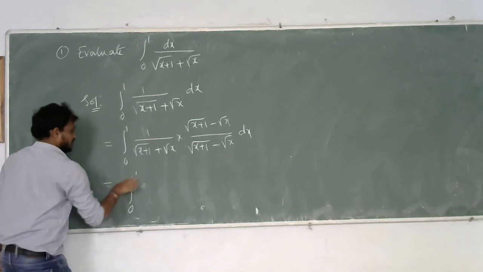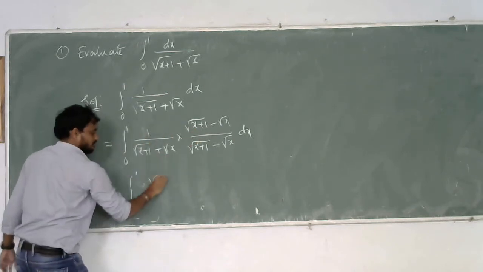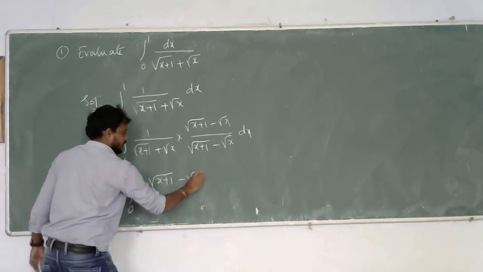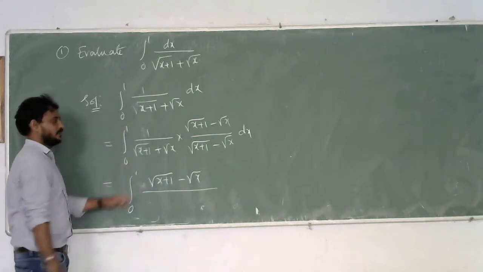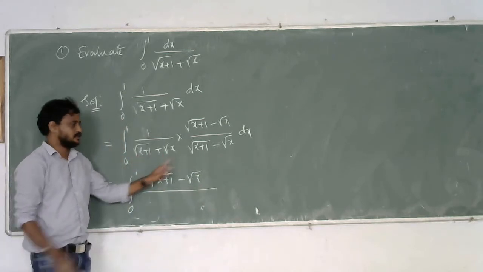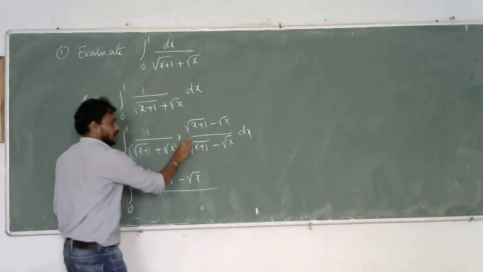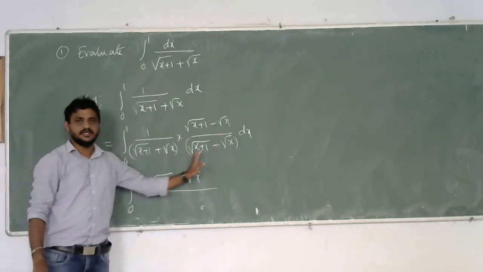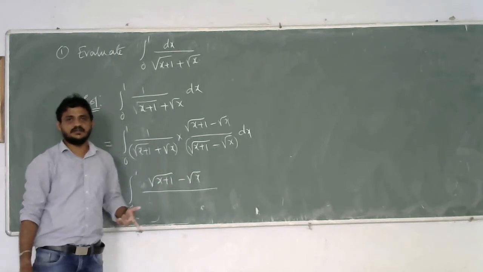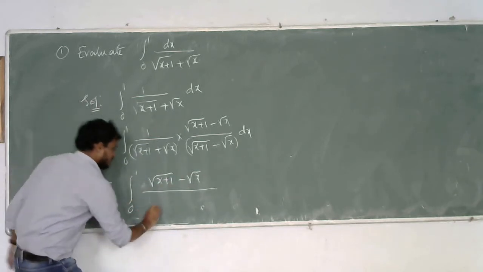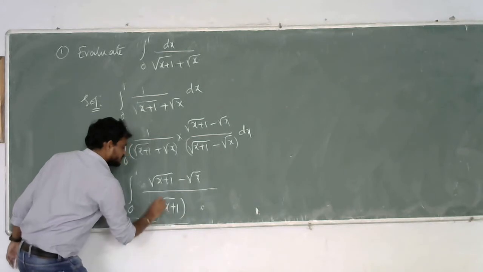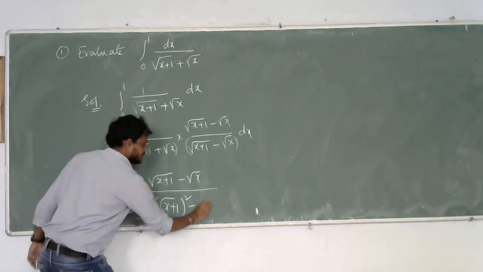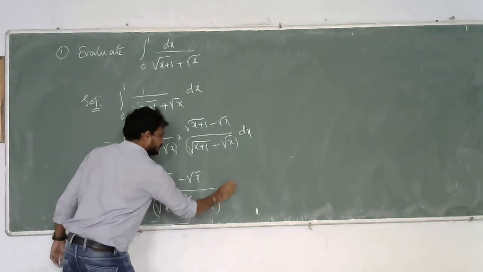So integral 0 to 1, the numerator is root x plus 1 minus root x, whole by, here root x plus 1 plus root x into root x plus 1 minus root x, which is in the form of a plus b into a minus b. So what is the formula? a square minus b square. That means root x plus 1 whole square minus root x whole square dx.